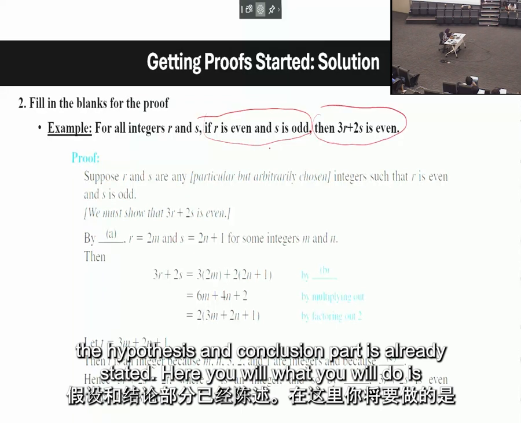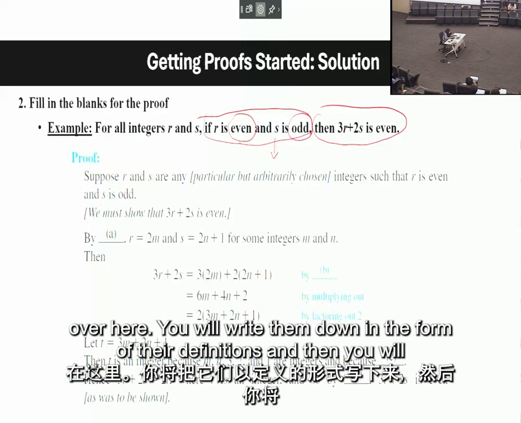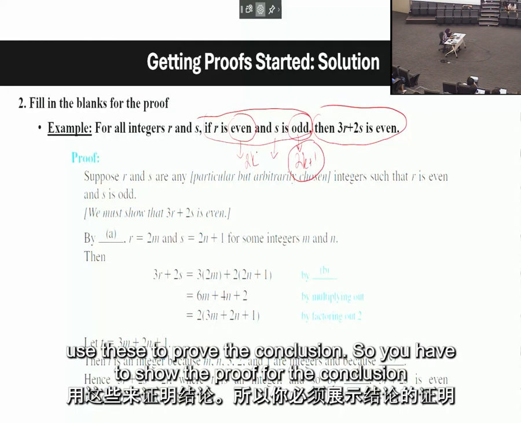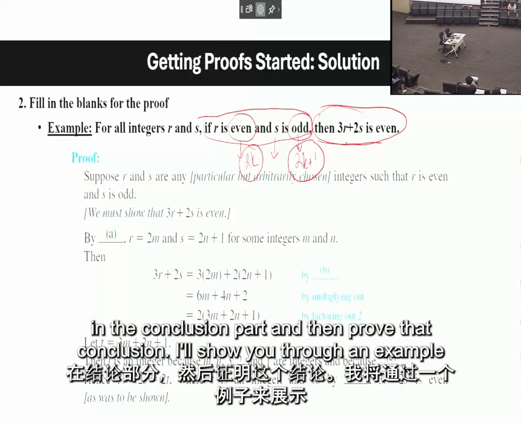Here you will assume the hypothesis to be true. You will see what type of integers are mentioned over here. You will write them down in the form of their definitions, and then you will use these to prove the conclusion. So you have to show the proof for the conclusion part. You will start from the assumption, take the definitions, use those definitions to substitute in the conclusion part, and then prove that conclusion. I'll show you through an example.